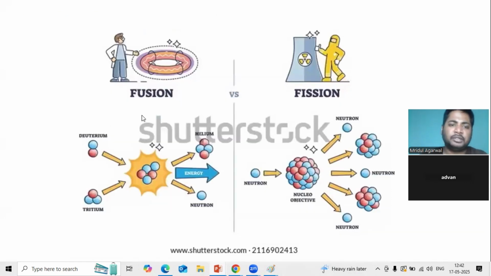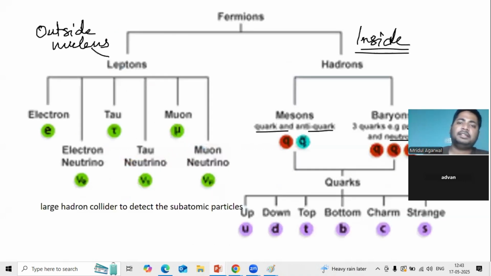So what happens in the fusion? Basically, deuterium and tritium, let's say, both combine and release a lot of energy, and helium is formed and a neutron is formed. So this is your fusion, which is going on inside the sun. But if you talk about the neutron, if a neutron hits a radioactive nucleus, then what will happen? It will emit neutrons, and like this, similarly more neutrons. So there will be bombardment, and due to the bombardment, compounds will form in the fission reaction. Clear?